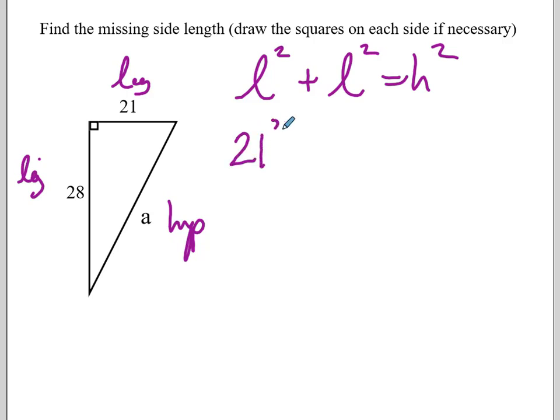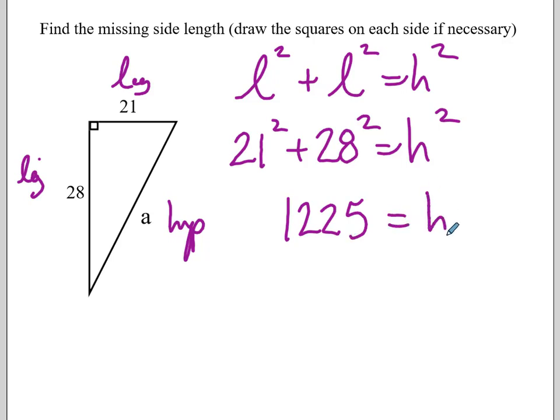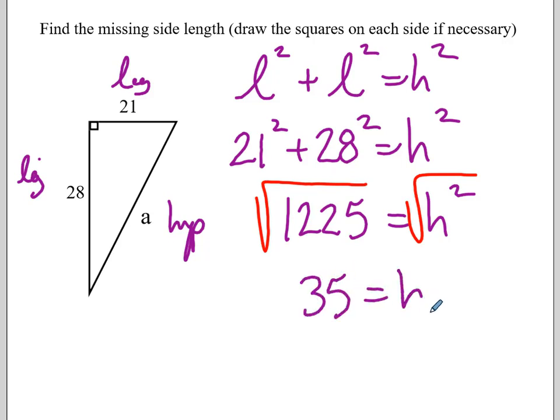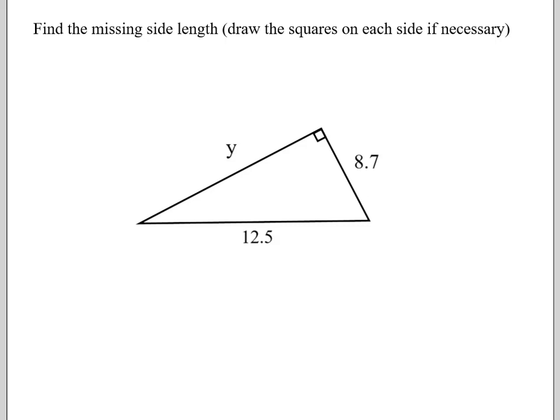Okay, so this would be 21 squared plus 28 squared equals h squared. And on the left hand side, we could just let our calculator do most of that heavy lifting. So that entire left side simplifies to 1225, and all of that equals h squared. If I undo the squared term by square rooting, the square root of that is just 35. So again, I do a quick check. Is my hypotenuse bigger than both the legs? Yes, it is.